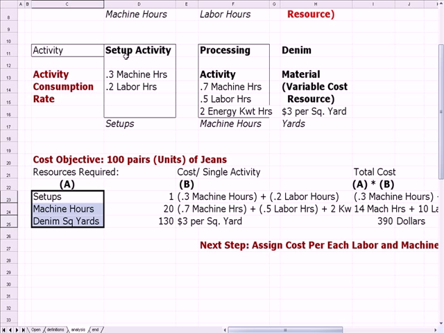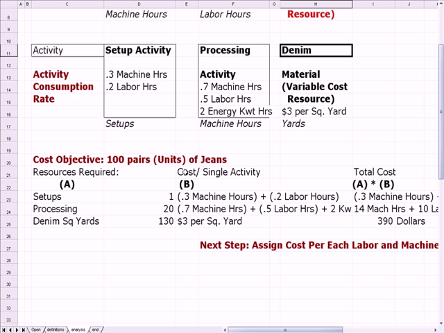So I have my resources set up. I have setup activity, this should say processing, and denim. Let me change that if I can. Processing. Setup, that's an activity, processing's an activity, and the denim the direct material. And so what's the cost for a single activity? Well, I took the activity consumption rate here, activity consumption rate here for processing, and the denim I need square yards of denim.